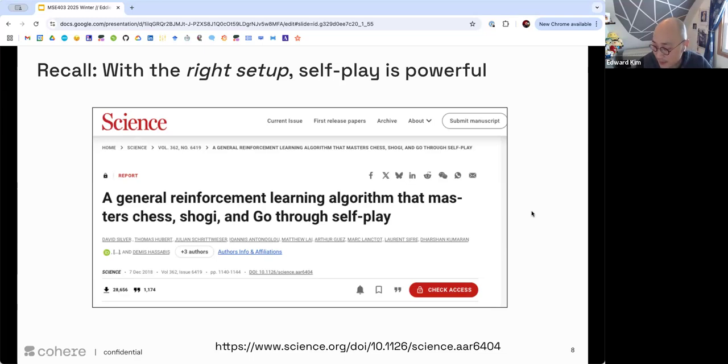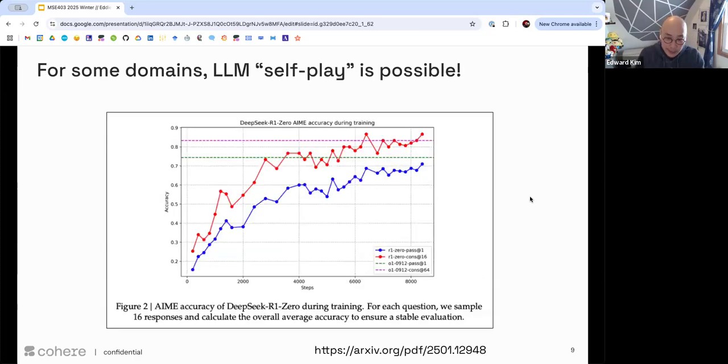And that's not the same in language, right? What does it mean to win a sentence or a paragraph? I think that's kind of ill defined, and so I think it hasn't been popular until somewhat recently. But of course, it turns out that in some cases it works here as well.